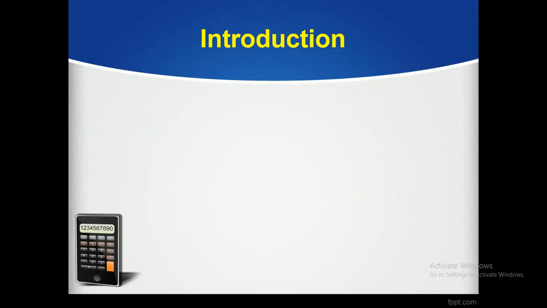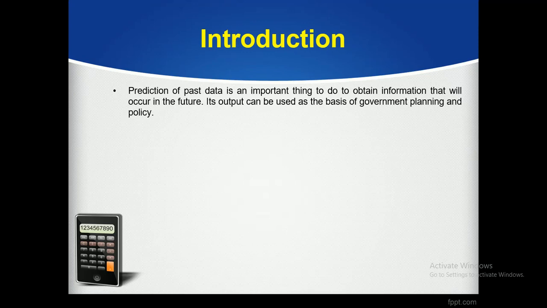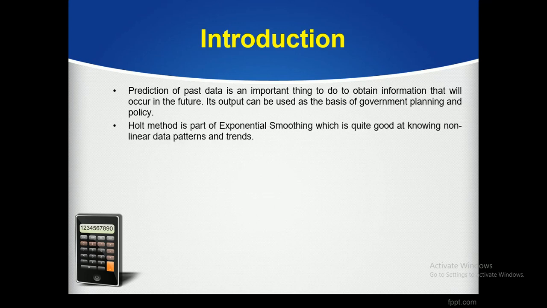We have some reasons why we do this research. First, prediction of past data is an important thing to do to obtain information that will occur in the future. Its output can be used as the basis of government planning and policy. And then Holt method is part of exponential smoothing, which is quite good at knowing nonlinear data pattern and trend.